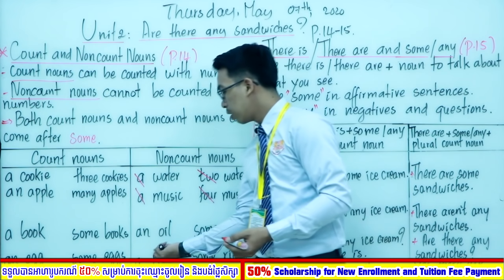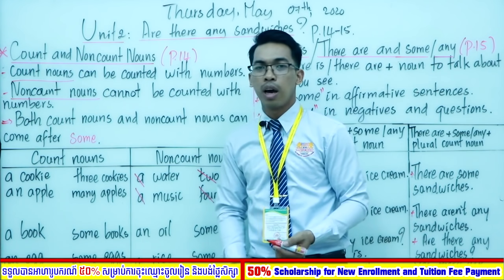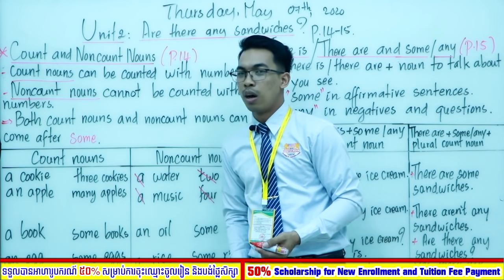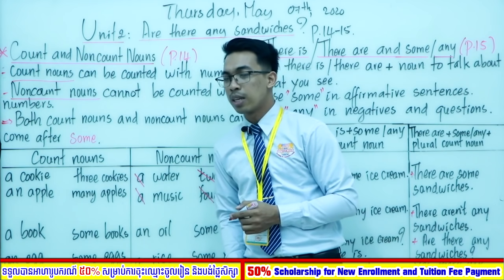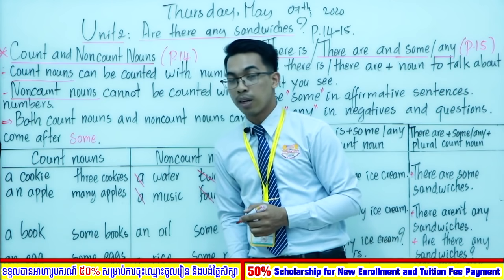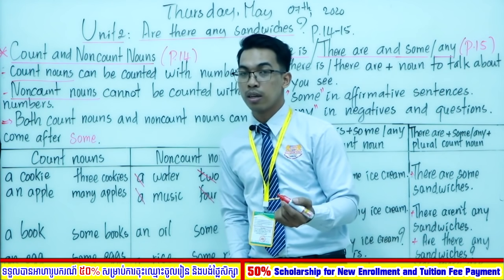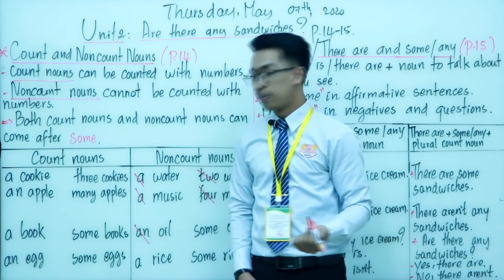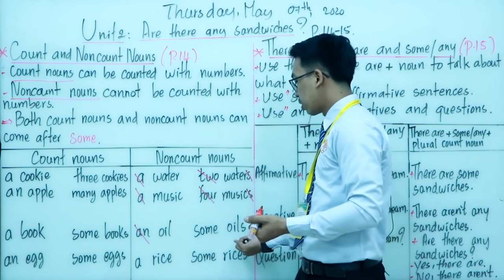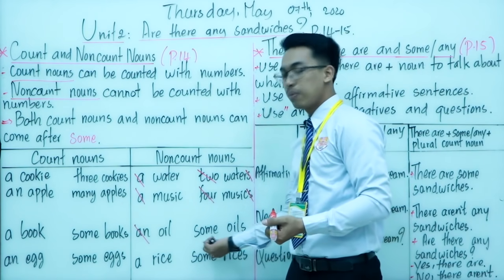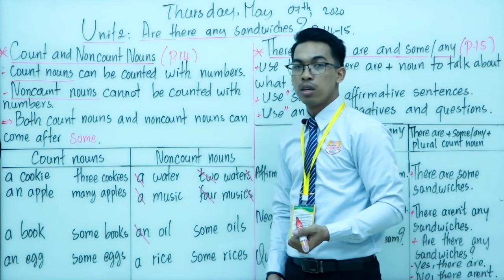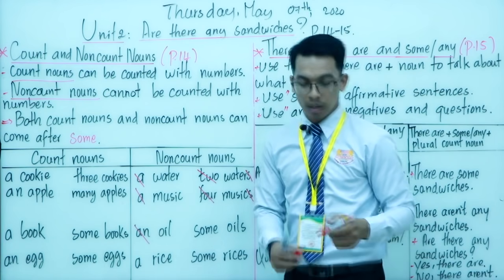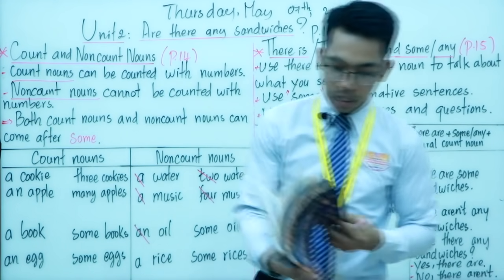The next one, an oil. So can we use the article an with oil? Oil is like a liquid as well, right? Like water. Okay, the liquid. So we do not use the article an. And also some oils. So can we use some with oils? Cannot. Okay, as you see in the textbook, everyone.